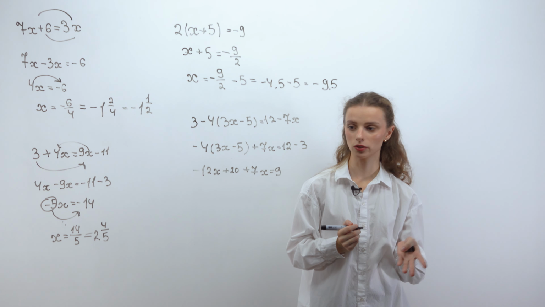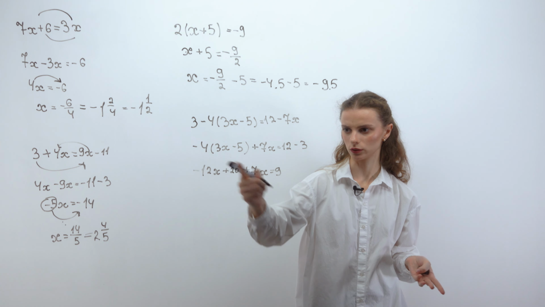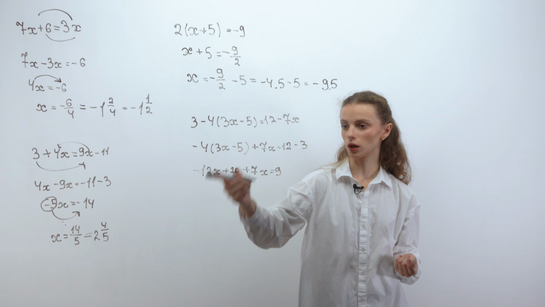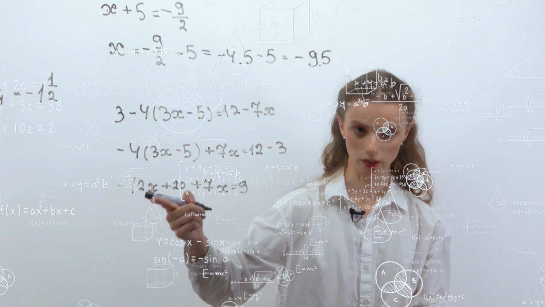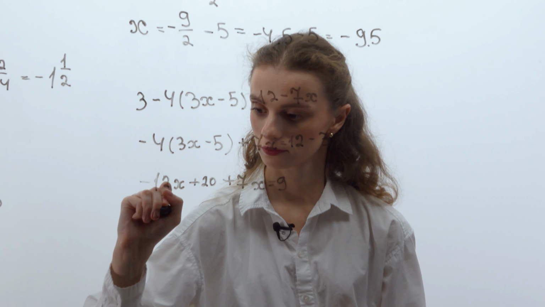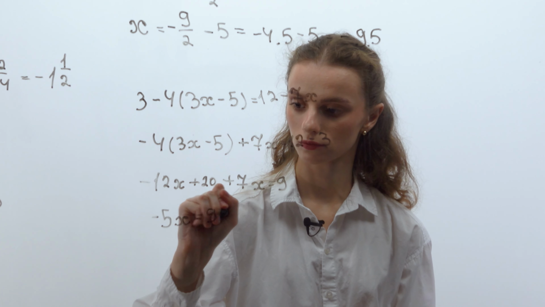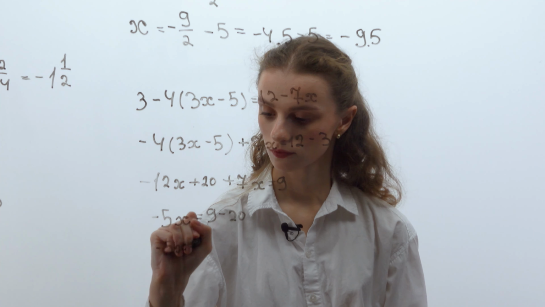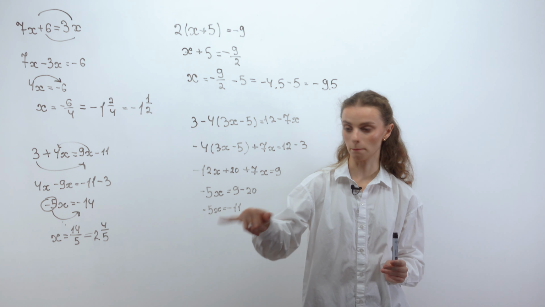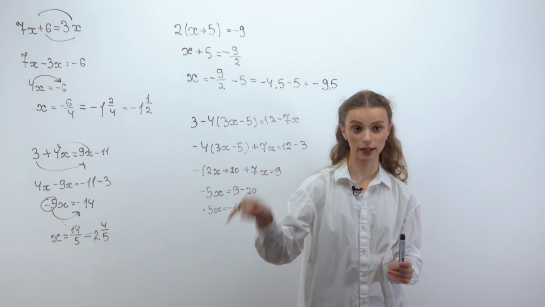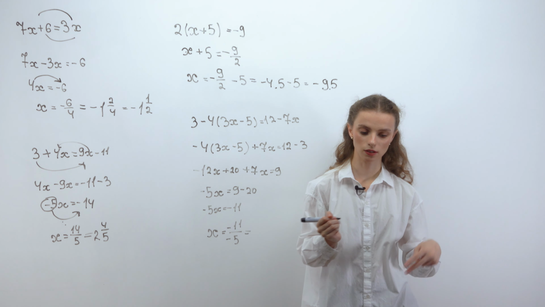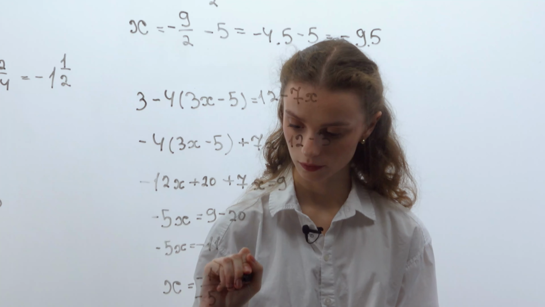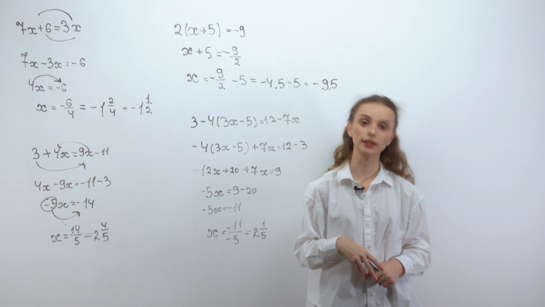Okay, now we're going to combine like terms and move around this 20. So I have negative 12x plus 7x, that is going to be negative 5x. I have negative 5x equals negative 11. I need to isolate x, leave it by itself. To do that, I'm going to divide by negative 5. Negative divided by negative is going to become positive, and 11 divided by 5 is going to be 2 1/5. And my final answer is 2 1/5.